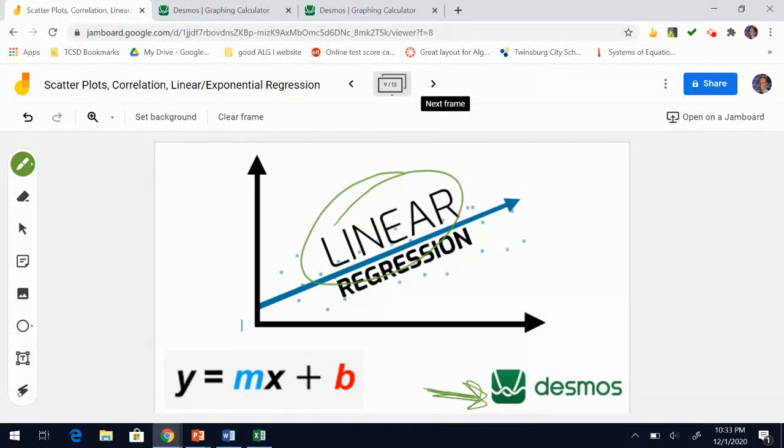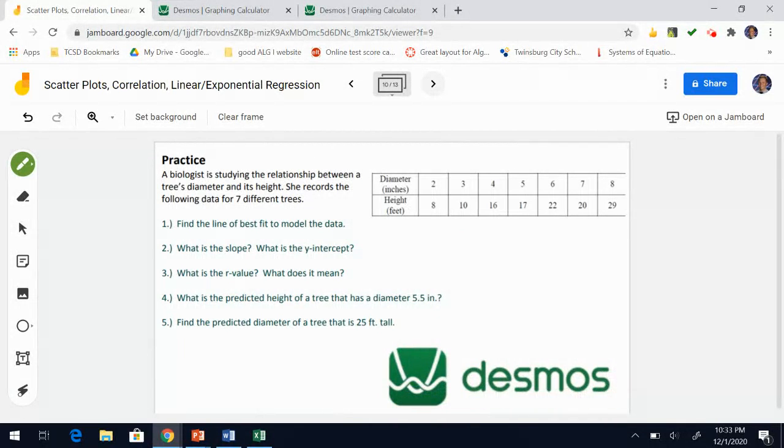So if we look here, it says a biologist is studying a relationship between a tree's diameter and its height. She records the following data for 7 different trees. So the first thing we need to do is find the line of best fit. What's the slope? What's the y-intercept? What's the r-value? What does that mean? What is the predicted height of a tree of 5.5? Find the predicted diameter of a tree that's 25 feet tall.